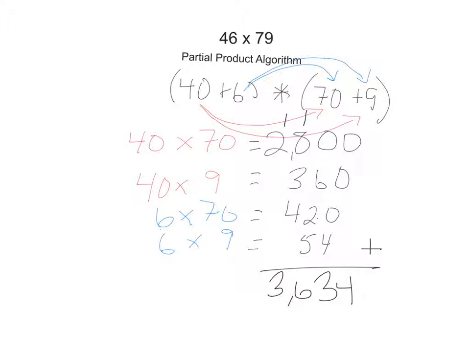As you can see, I have multiplied 46 times 79. I've multiplied it here. And this is just another good example of the partial products algorithm.